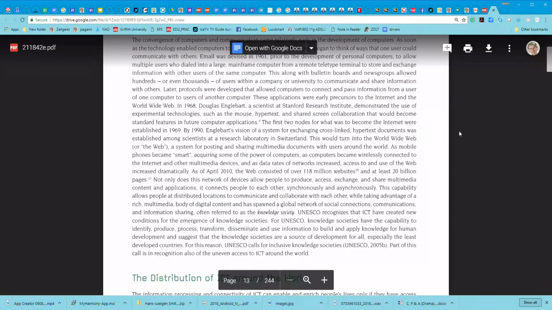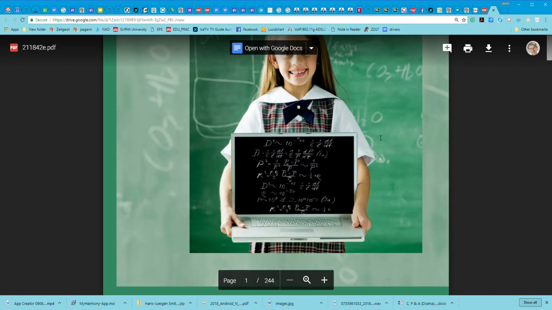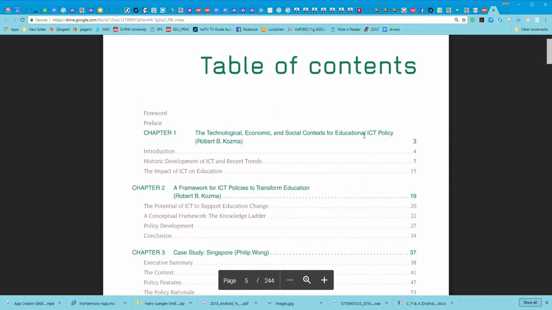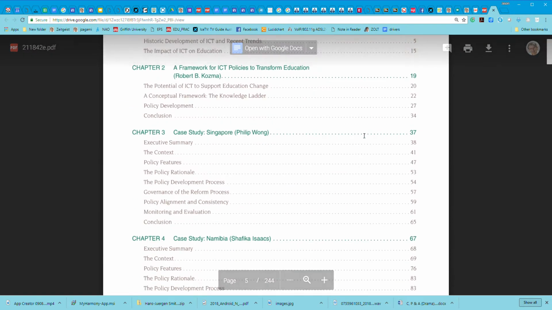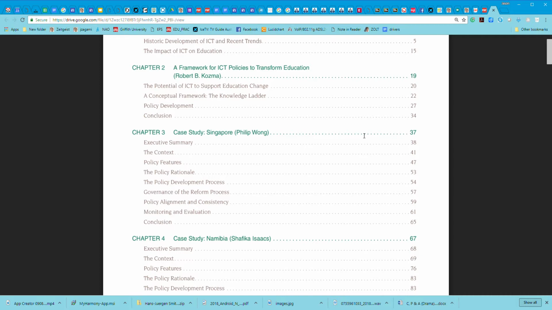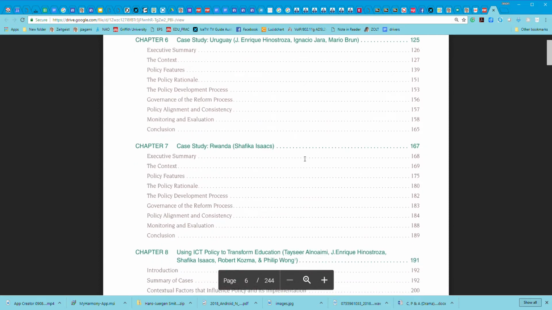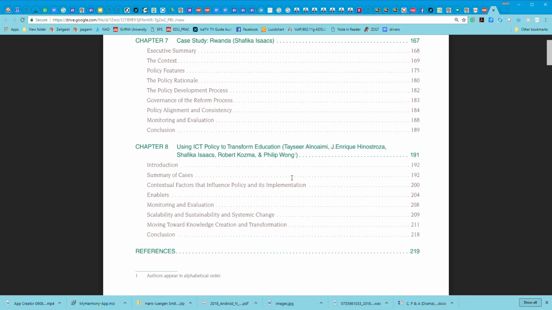So the first reading is quite long, but it does repeat itself quite a lot. So the idea here was how we're using different educational policies to transform the nature of the learning environment in a range of countries, in particular the use of ICTs within those countries. So skipping down, there's a series of little case studies focusing on how technology has been incorporated into a range of countries: Singapore, Namibia, Jordan, Uruguay, and Rwanda. And then another one just wrapping it up at the end in terms of a chapter looking at a summary of those different interacting factors.